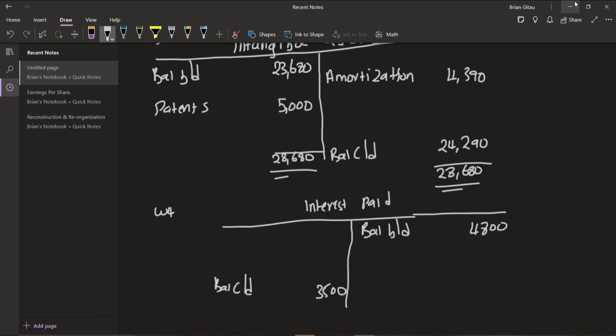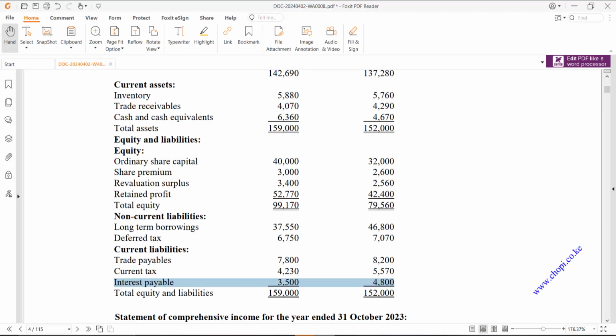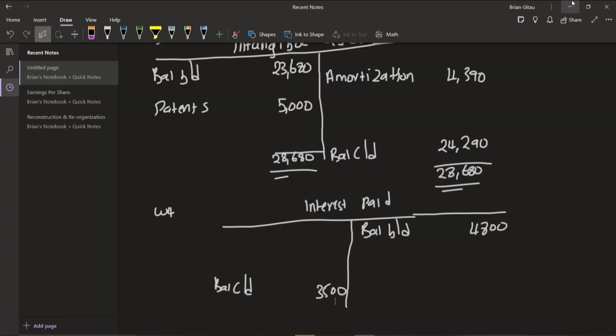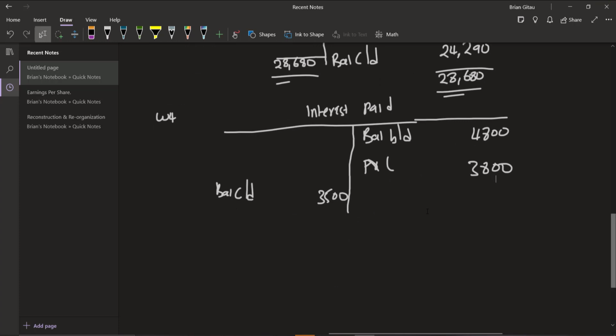So we go back to the income statement and check the figure. From the income statement, we get what was paid that current year. We have finance cost being 3,800. So we go ahead and include it here. From the P&L, we have it as 3,800. Now we add it here.